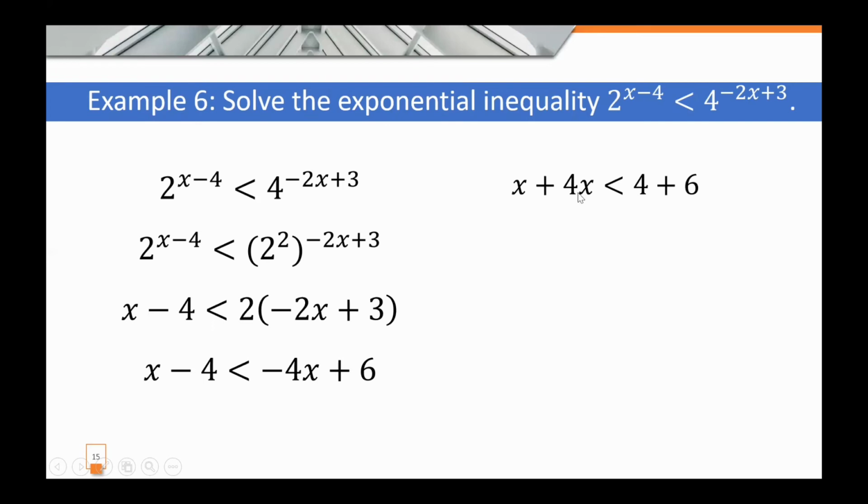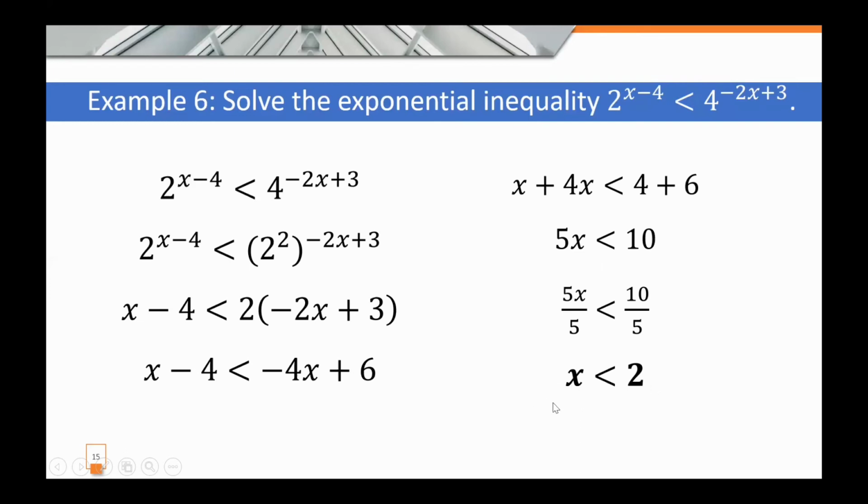That will become x plus 4x less than 4 plus 6. x plus 4x is 5x less than 4 plus 6 is 10. Divide both sides by 5. Take note here, we are dividing both sides by a positive number, so do not change the inequality symbol. Again, you have to use the less than symbol. 5x divided by 5 is x, less than 10 divided by 5 is 2. So, our solution set here are the numbers less than 2.